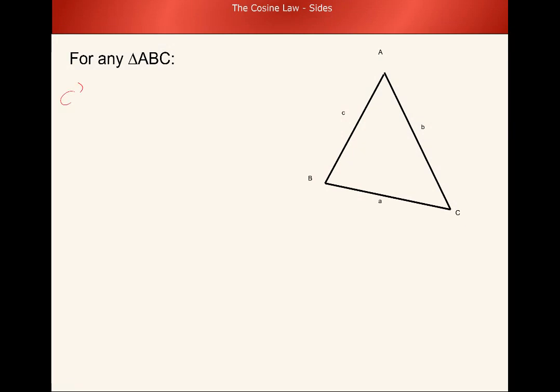It's c squared equals a squared plus b squared. And that would be Pythagorean theorem, but it's minus 2ab, that's 2 times a times b, times the cosine of angle C. Right? And you can use this for any side, just have to label it a little differently. You can find any side with that stuff.